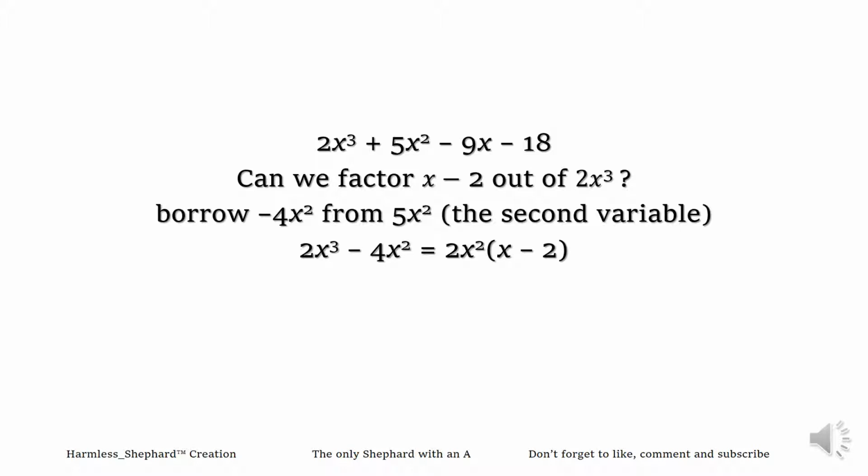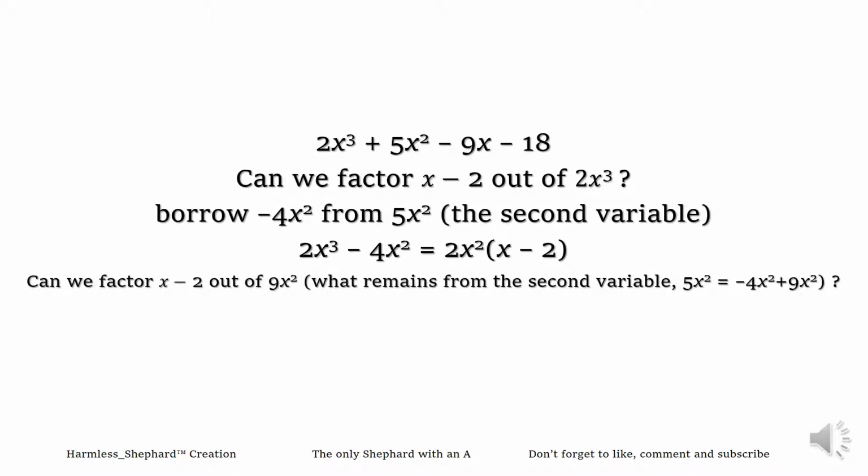Now, borrowing that minus 4x squared, we are left with 9x squared. You can look into the bracket and see how the manipulation worked, how it's being worked out. So we now see, can we factor out x minus 2 out of 9x squared? No. So what we do is we have to borrow again.